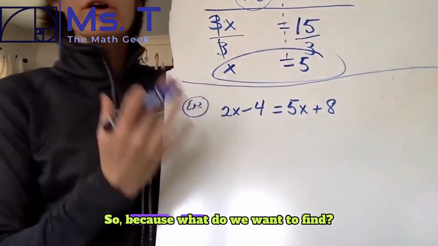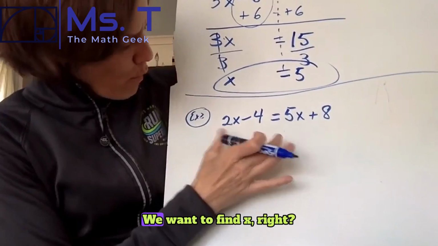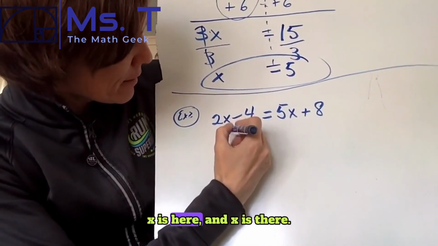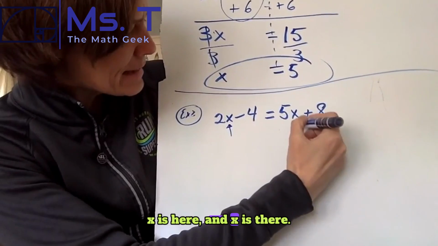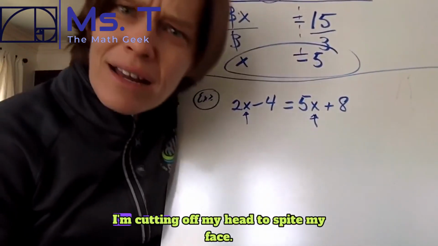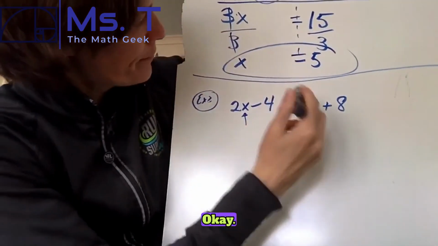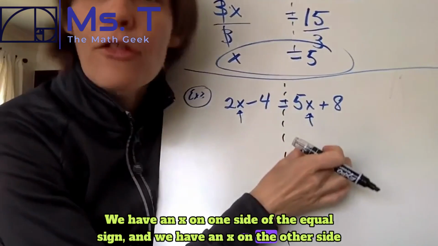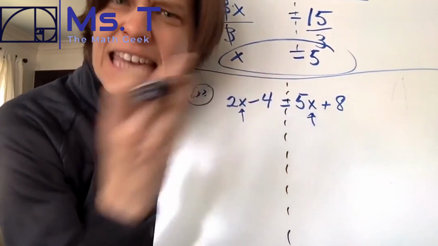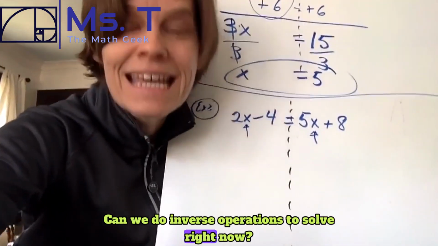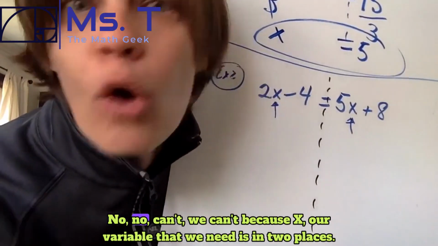Because what do we want to find? We want to find x, right? But where is x? x is here, and x is there. And where is our equal sign? I'm cutting off my own head. I'm cutting off my head to spite my face. Okay, balance line. We have an x on one side of the equal sign, and we have an x on the other side of the equal sign. Can we do inverse operations to solve right now? No, we can't.